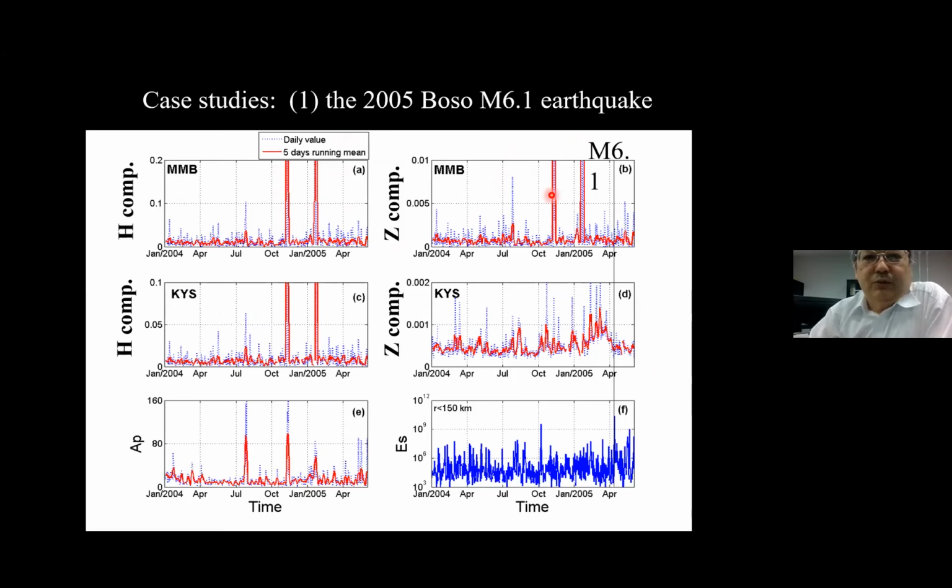And this is the case for the earthquake in Boso. An M6 earthquake happened here. This is a reference station. This is a target station. You can see before the M6 earthquake, the vertical component activity was enhanced. So this is a result here.